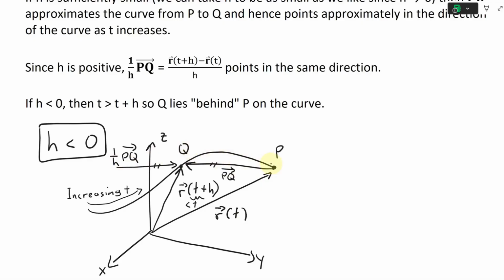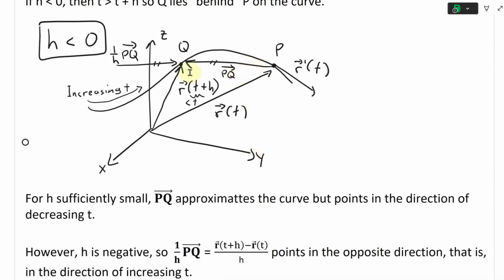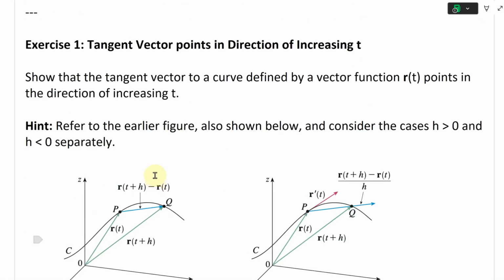I'll erase this thing here. Let's say the curve is like this. Then the tangent is actually going to be like this. So it's in the direction, and this is going to be our r prime of t. And this is in the direction of increasing t. So there it is. Regardless of whether h is negative or positive, it's always going to be increasing t. Hence, we proved this setup here.